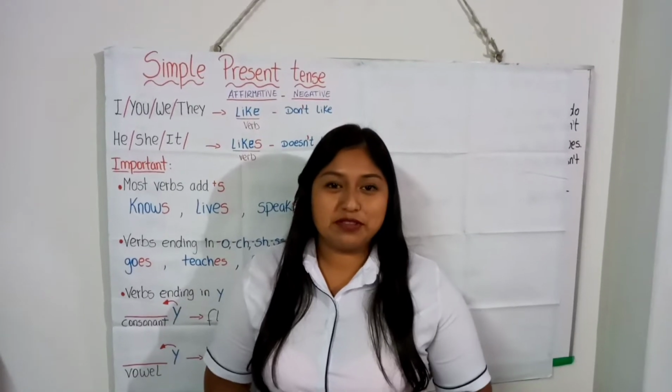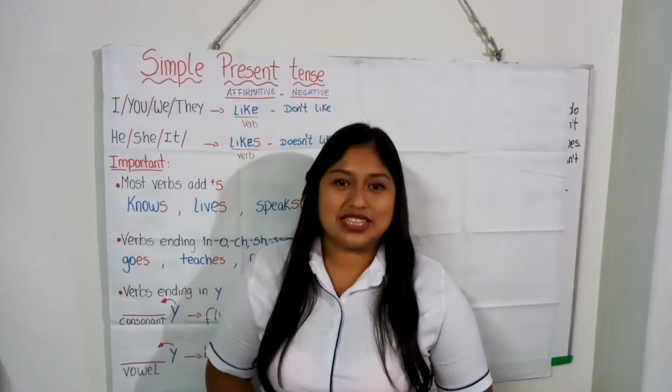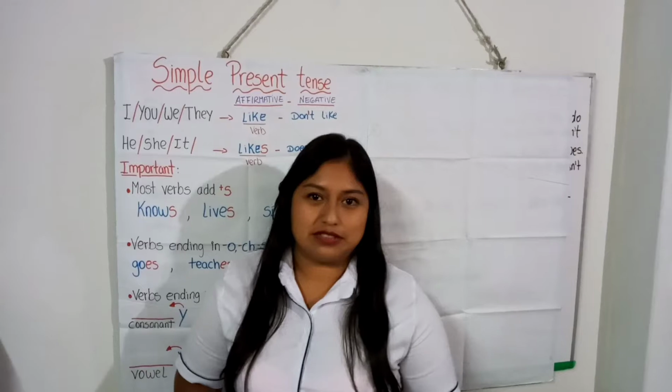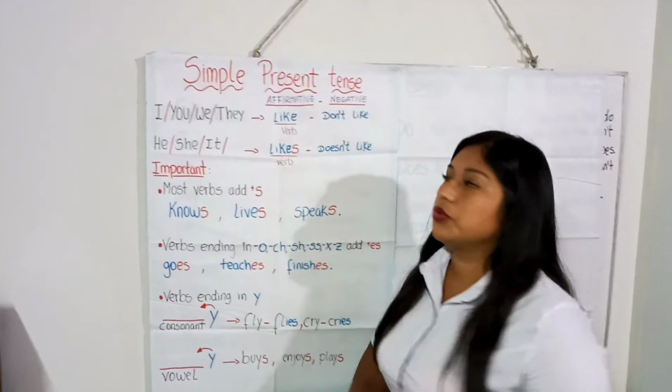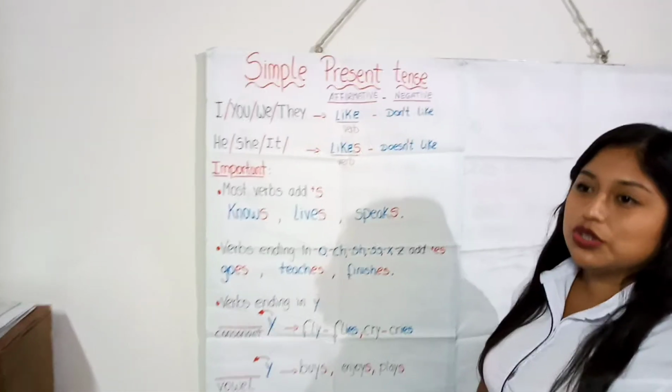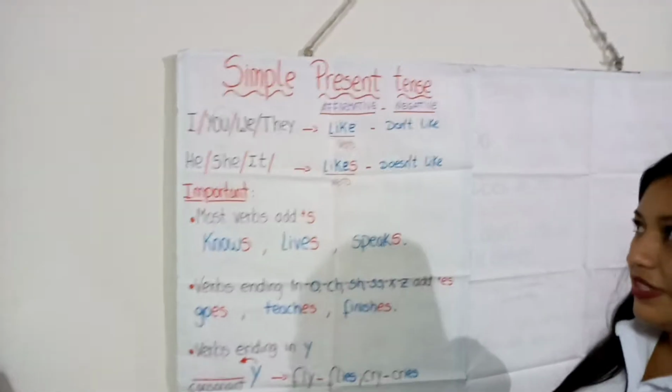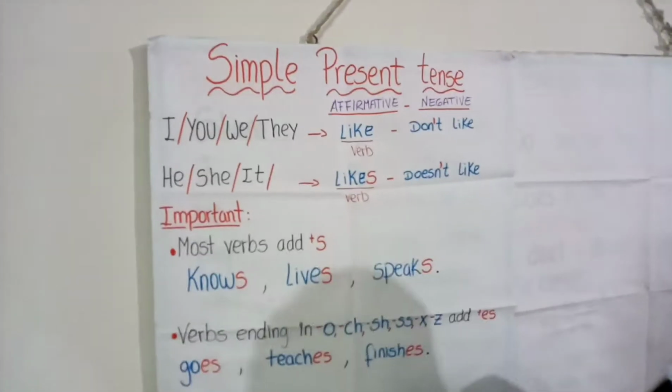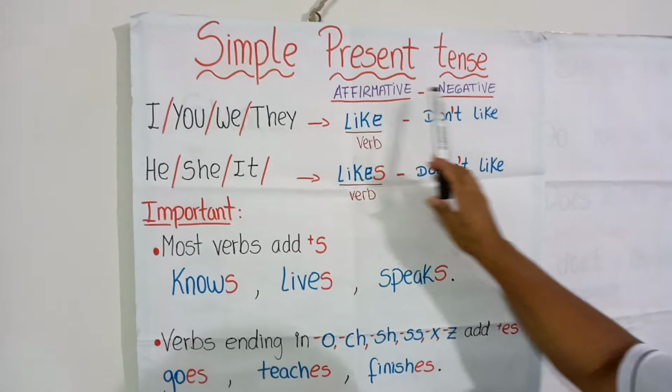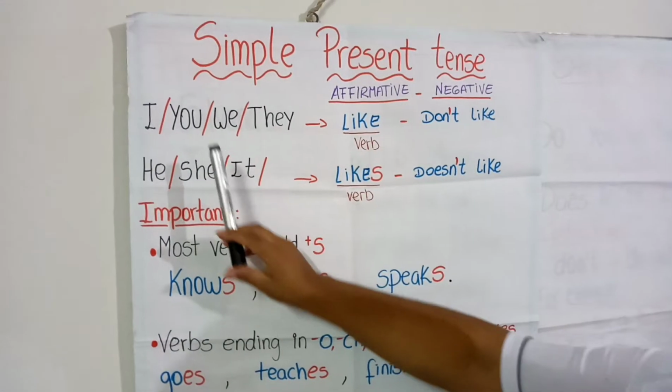Morning class. The topic for today is simple present tense, affirmative and negative. Okay, let's remember that we use the simple present to talk about regular activities and routines. Okay, we have here the affirmative and negative form, but we have to remember this.